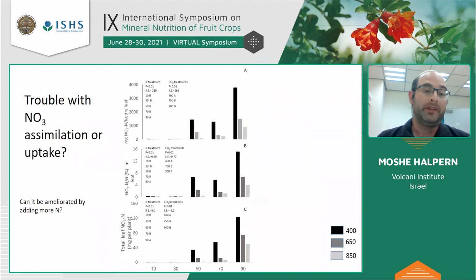Do we have a trouble with nitrate assimilation or with nitrate uptake? Well, if you look at the amount of nitrate in the leaves, you see that the more carbon dioxide you have, the less nitrate you have, which seems to indicate that the problem is with uptake and not with assimilation, because assimilation should take away the nitrate and uptake adds to the nitrate. And here we see that the higher the carbon dioxide, the less nitrate is sitting there in the leaf unassimilated.